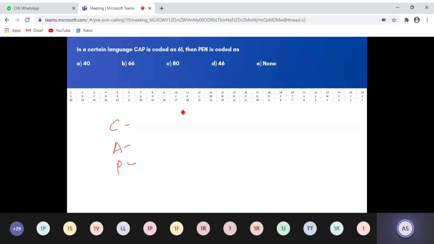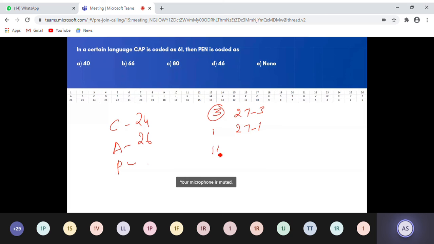Let's check for cap in the reverse order. If C is 3, then the reverse order will be 27 minus 3. That will be 24. If A is 1, in the reverse order it will be 27 minus 1. That will be 26. And if P is 16, in the reverse order it will be 27 minus 16. That will be 11. Add up these. So that's how it's coded, in the alphabetically reverse order.